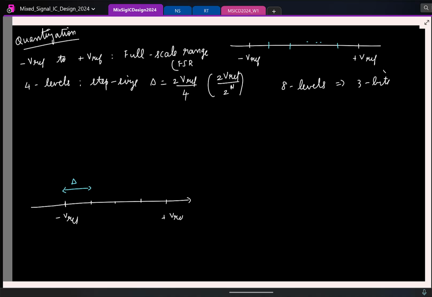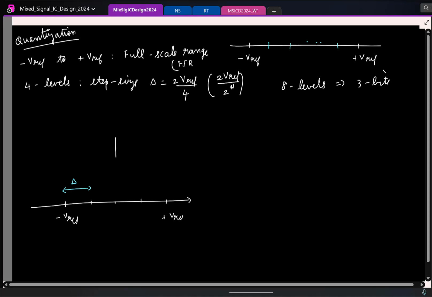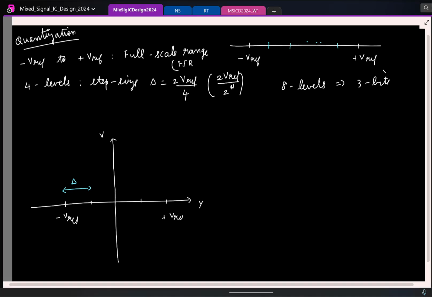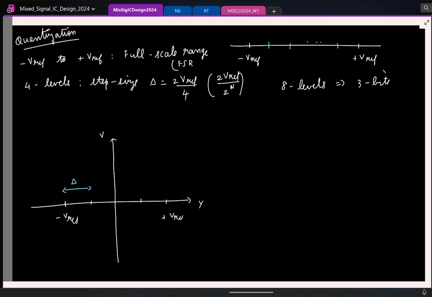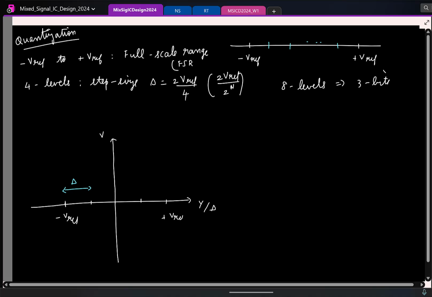Let's see what the characteristic of this operation is going to look like. Let's say this is the input. Typically, the input is denoted with Y and the output is V. A simple mnemonic to remember is that a quantizer is essentially rounding off. You take the input, round off, chop off the tail, and you get V. What I'll do is normalize this axis with respect to step size so that it's easy for me. So this is basically 1 delta, 2 delta, minus 1, minus 2. Fine.